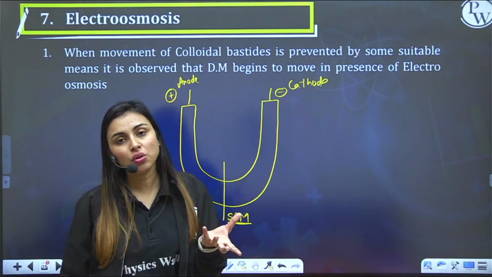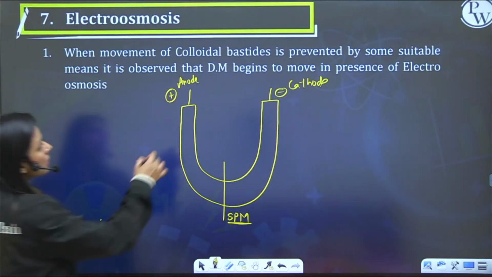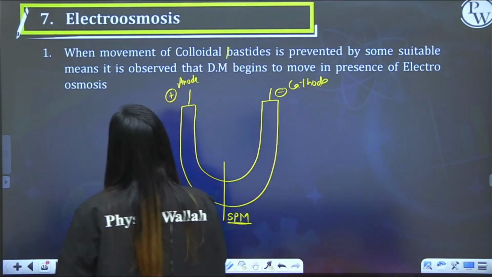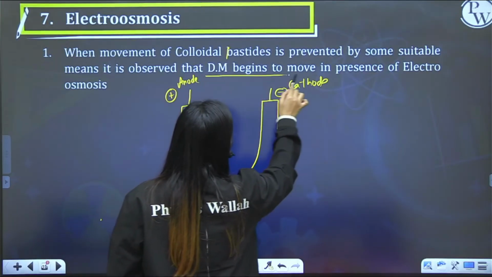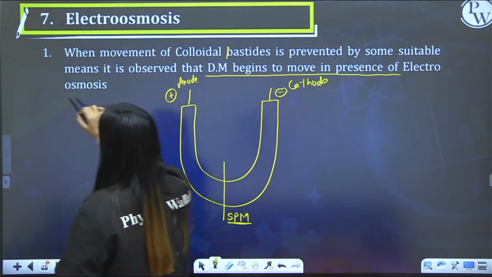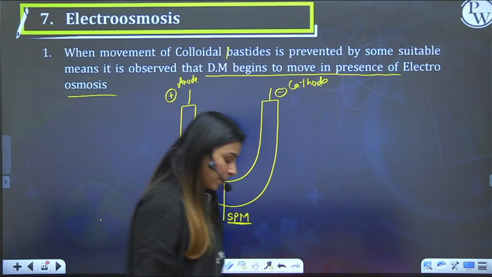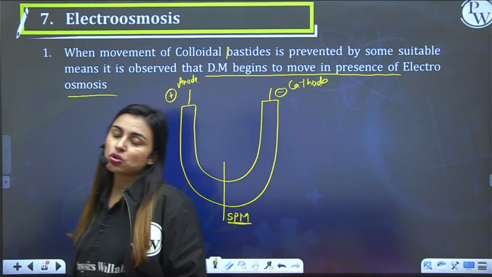So when in a process only the dispersed medium can move and not the dispersed phase, then it is known as electroosmosis. When the movement of the colloidal particles is prevented by some suitable means, it is observed that only the dispersed medium begins to move in electroosmosis. So if only your dispersed medium is allowed to move and not your dispersed phase or dispersed particles, then that process is known as electroosmosis.